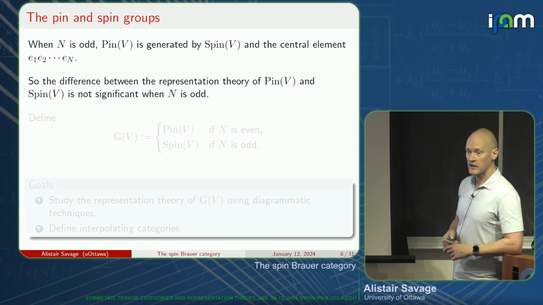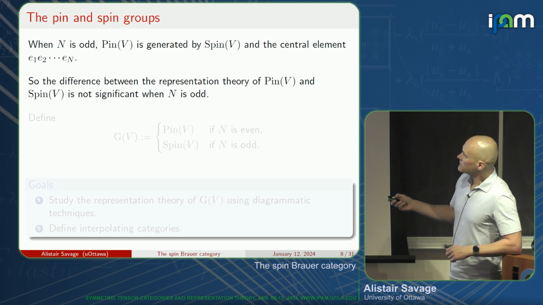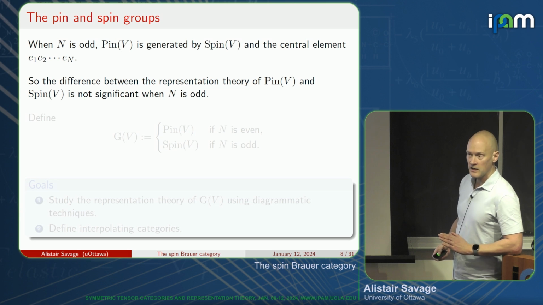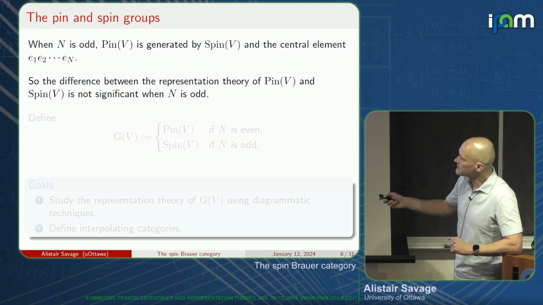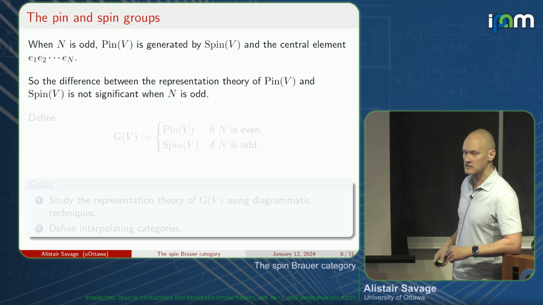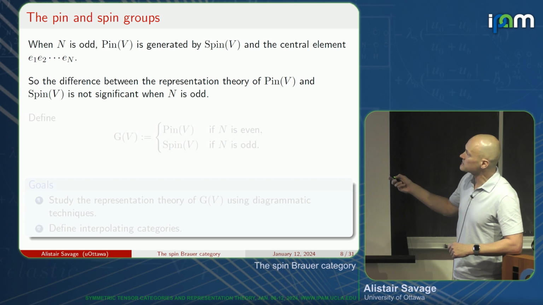So when n is odd, you can check that this element, the product of all these e_i's, remember this was our orthonormal basis of V, that's a central element. And pin is generated by spin and this central element. Right? So when n is odd, this is a product of an odd number of things, so it doesn't lie in spin. But together with spin, it generates all of pin. And they commute. So this just means pin is the product of spin and the cyclic group of order 2.